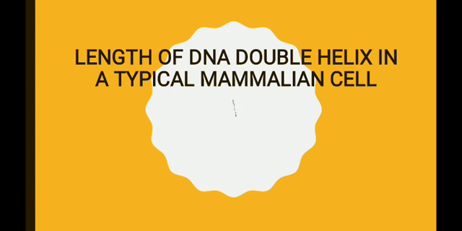See, it is 6.6, particularly in human beings. The length of DNA, that is a diploid DNA, in a single cell is around 6.6 into 10 to the power 9 base pairs. So the length is measured in terms of base pairs.